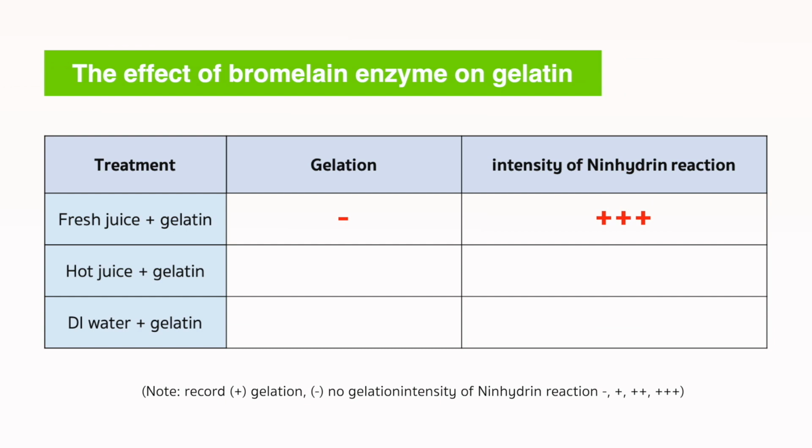The results show that the fresh juice solution that contains active bromelain enzyme can break down gelatin into short-chain peptides. The short peptides bind a lot of biuret reagent and produce the intense purple color in the solution. While the bromelain enzyme in hot juice was in inactive form, it cannot break down the long chain of gelatin, leading to less binding with the biuret reagent. The solution did not turn purple, in a similar way to the negative control.